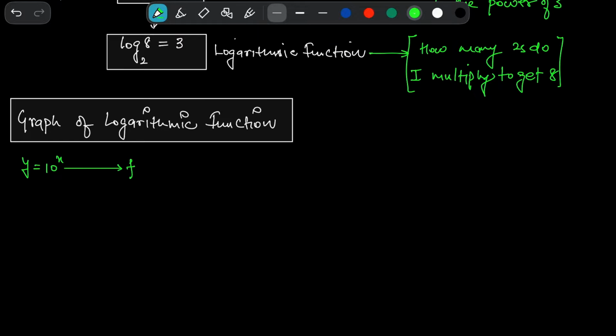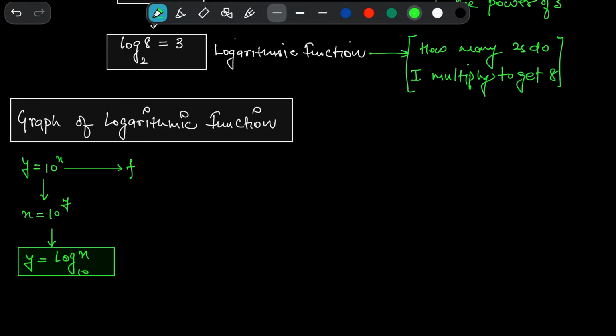If I try to find the inverse of this function, I will write x equals 10 raised to the power y. First of all, I will swap the variables. Now if I convert this expression, I will get y equals log of x to the base 10, right?